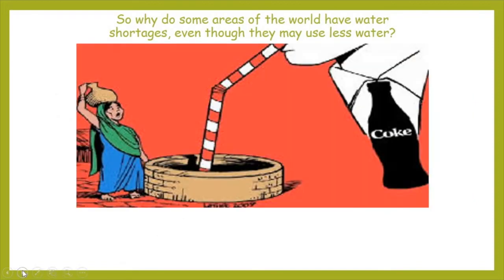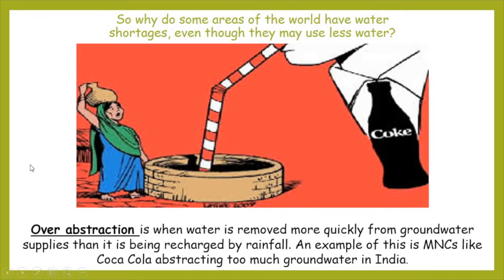Okay, next thing. We touched on this earlier, over-abstraction. Sometimes water is removed far too quickly. So what happens is, as water soaks into the ground and it percolates down through all the gaps and then becomes groundwater, if you pull all of that water out of the ground more quickly than it's soaking into the ground, that's over-abstraction. It doesn't get a chance to be recharged, refilled by rainfall. And that's what's happening with Coca-Cola. They're taking too much groundwater out of the supplies in India, and it doesn't leave any left for villages.